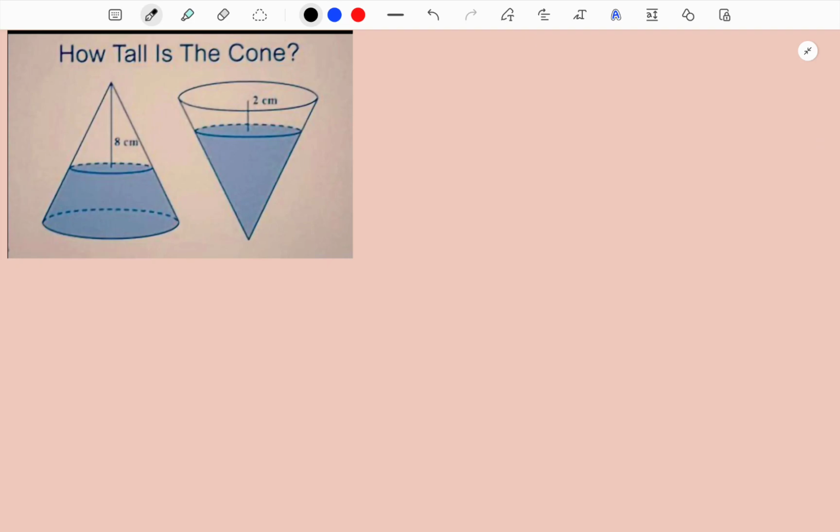I'm going to start with the second cone. Actually, it doesn't matter, you can start with the first cone. I'm going to label the height of the blue cone, the smaller cone, as x, and the total height of the cone as h. Now I have 2 plus x is equal to h. Ultimately we're trying to find what h is for this question. 2 plus x is equal to h implies that x is equal to h minus 2. So we need things in terms of h, because that's what we're trying to solve for.